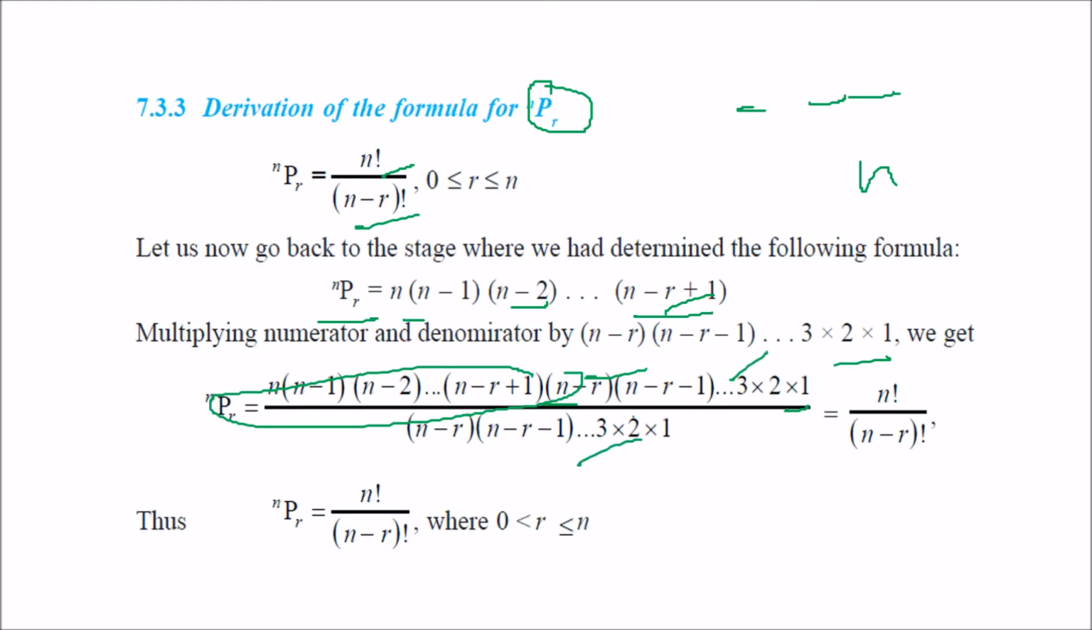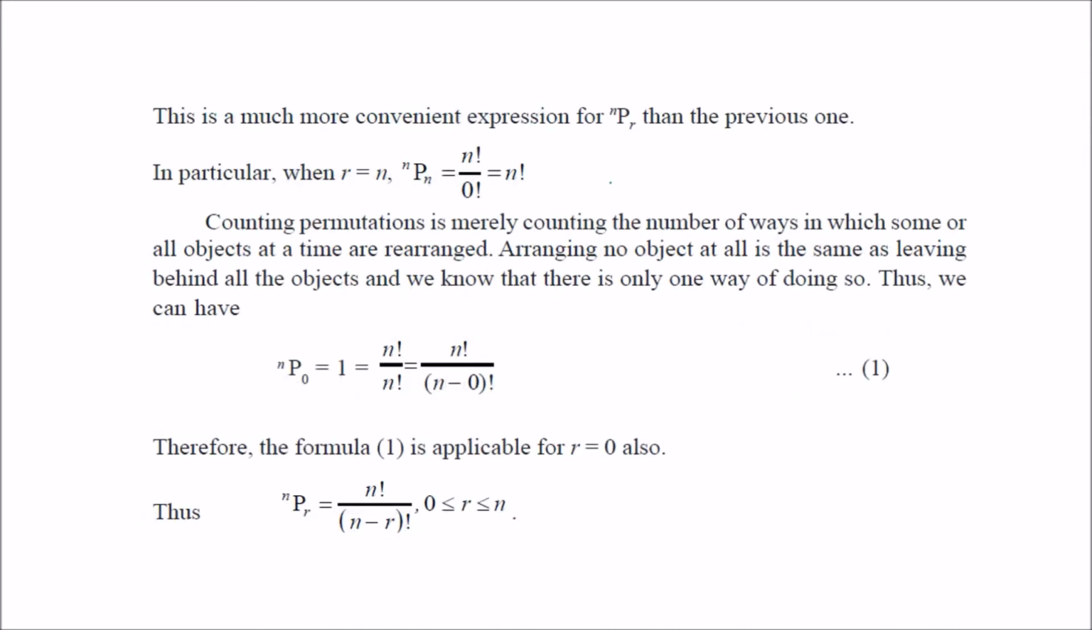Multiply and divide, and we see that the numerator is actually factorial n and the denominator is factorial n minus r. So nPr became factorial n by factorial n minus r. And for nPr, if r equals n, then n minus r will become 0 and factorial 0 is 1, so this is actually factorial n. So nPn is factorial n.